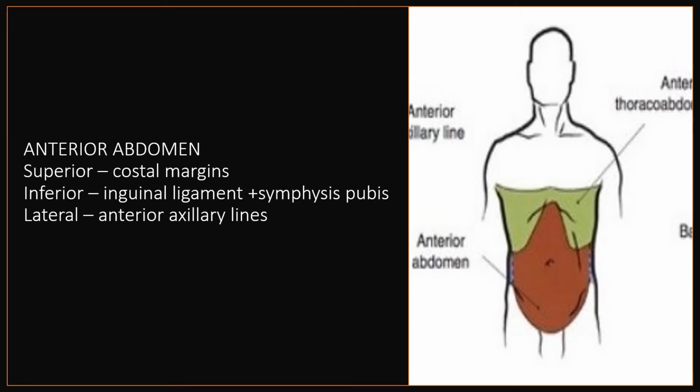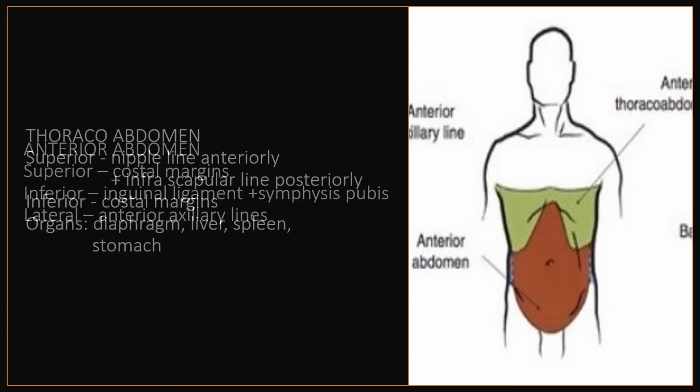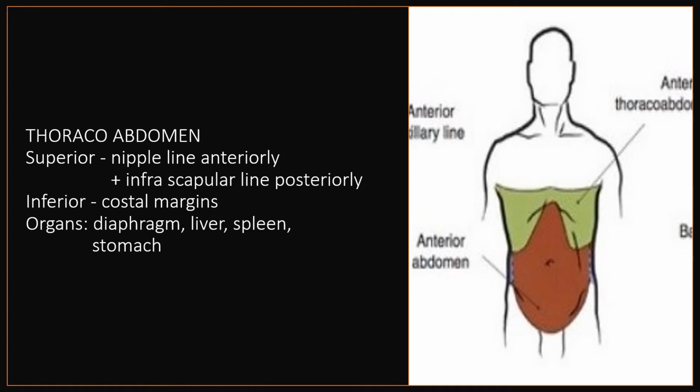Anterior abdomen, or the front, the stomach in front, yang color brown tu, so boundaries or borders can be superior by costal margin, inferior ada 2, inguinal ligament and also symphysis pubis, and lateral kanan dan kiri ada anterior axillary lines. Next, thoracoabdomen pula. So borders dia superior nipple line anteriorly and then posteriorly by infrascapular line.